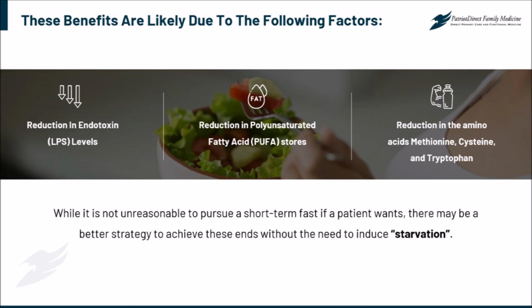A full discussion of these benefits is beyond the scope of this chapter. While it's not unreasonable to pursue a short-term fast if a patient wants, there may be better strategies to achieve these ends without the need to induce starvation and the pro-stress anti-metabolic signals that accompany it.